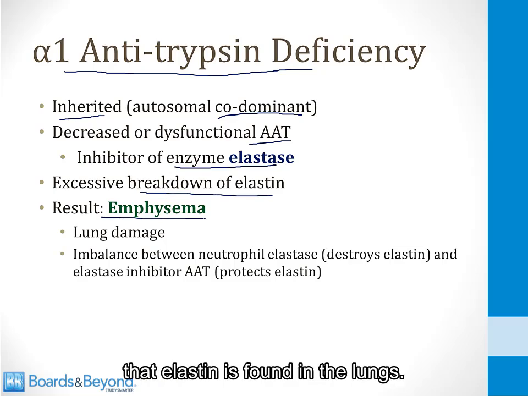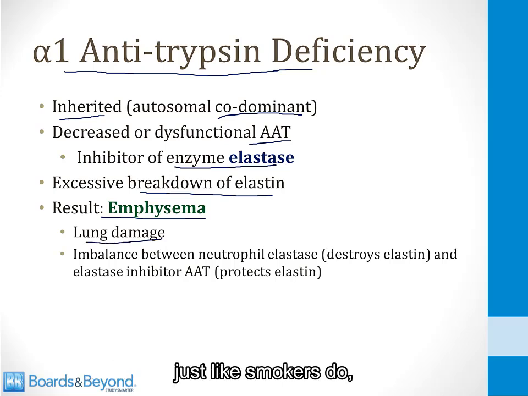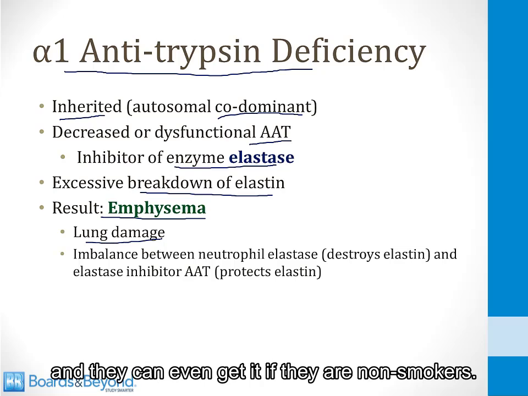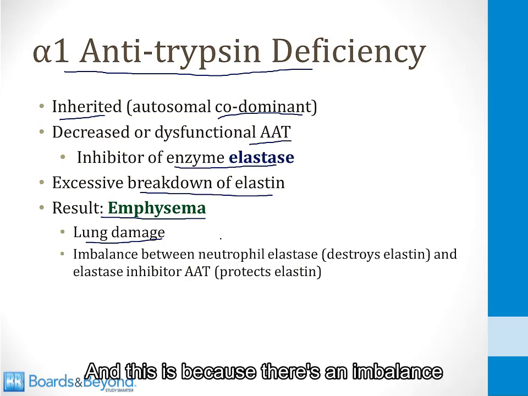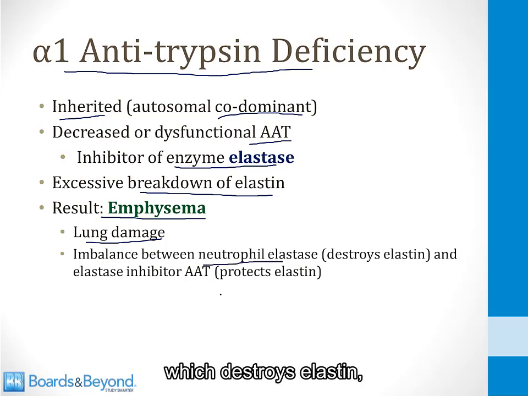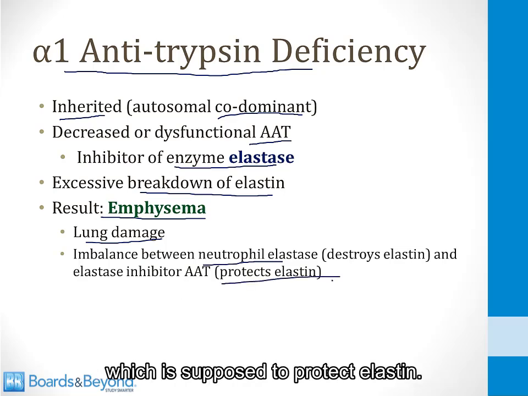Remember I told you before that elastin is found in the lungs. So patients with this disorder have lung damage just like smokers do, but they usually get it at a younger age, and they can even get it if they are non-smokers. And this is because there's an imbalance between elastase found in neutrophils, which destroys elastin, and the elastase inhibitor alpha-1 antitrypsin, which is supposed to protect elastin.